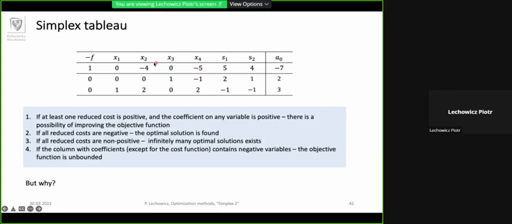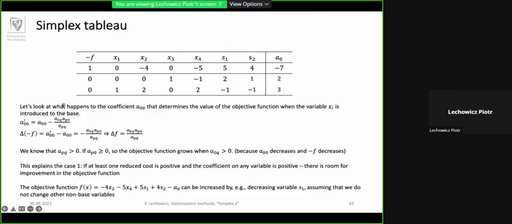If all reduced costs are non-positive, there are infinitely many optimal solutions. And if the column with coefficients, except for the reduced cost, so, for example, if here we have 5 and here we would have -2 and -1, we can increase the value of the objective function as much as we want, so the function is unbounded.